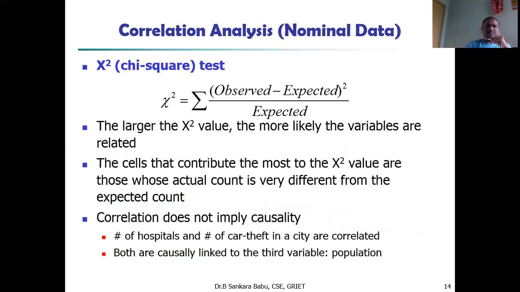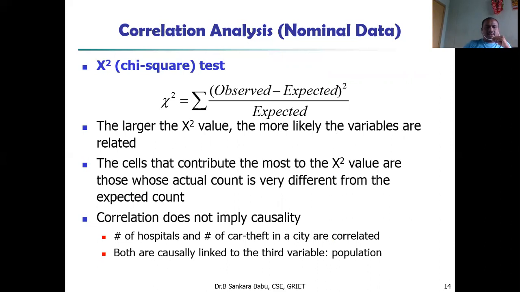First, correlation analysis for nominal data. We have to do the chi-square test. What do you mean by chi-square test? Chi-square equals the sum of observed minus expected, whole squared, divided by expected. The larger the chi-square value, the more likely the variables are related. The cells that contribute the most to the chi-square value are those whose actual count is very different from the expected count. Correlation does not imply causality.